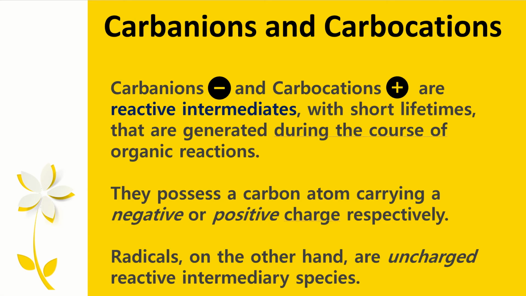So, as you know already, carbanions are negatively charged and carbocations are positively charged, and they are reactive intermediates. They have very short lifetimes. They are generated during the course of organic reactions. So this I'm sure you know already. And in contrast, radicals are uncharged reactive intermediary species.